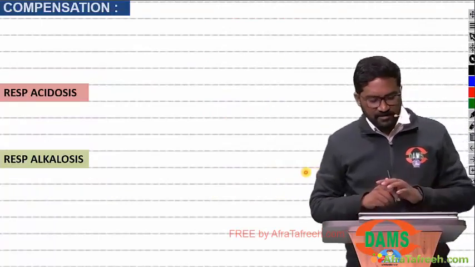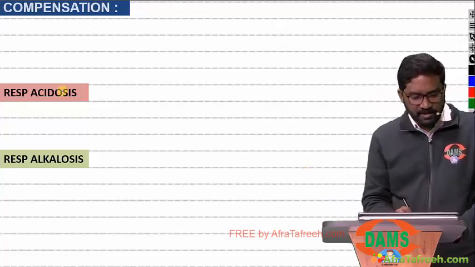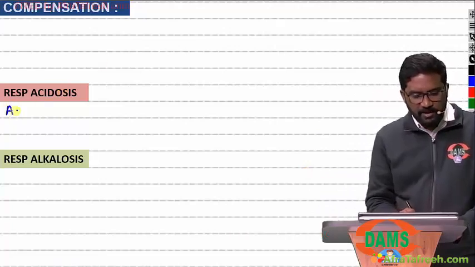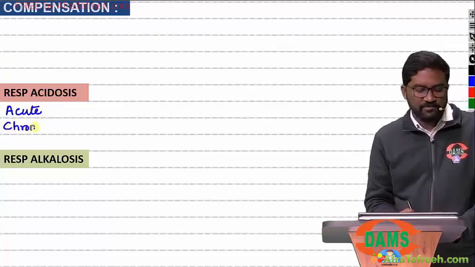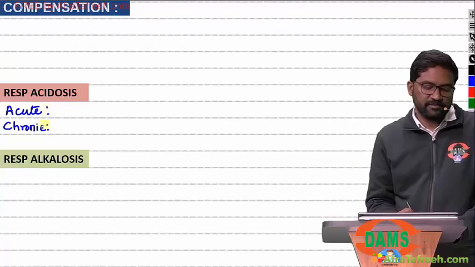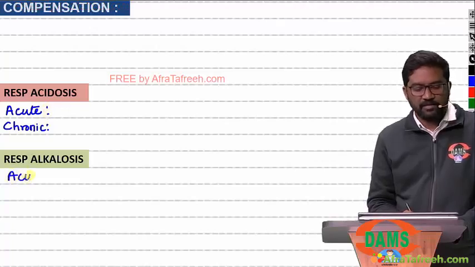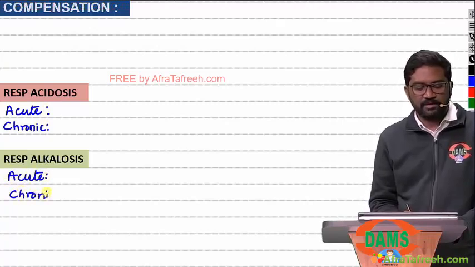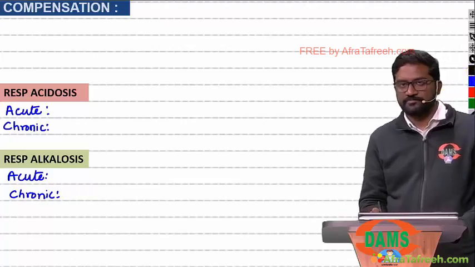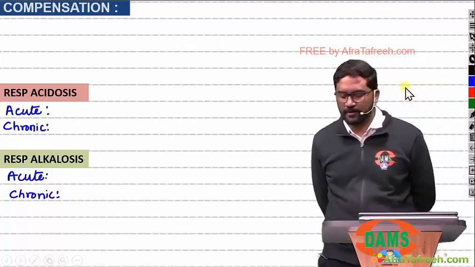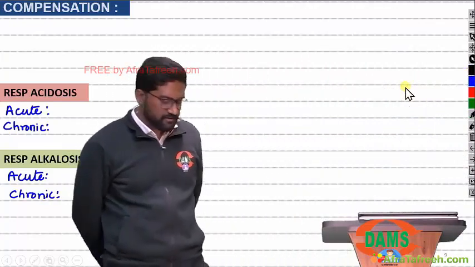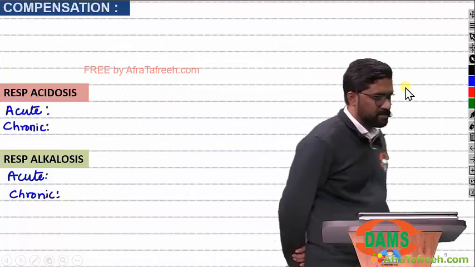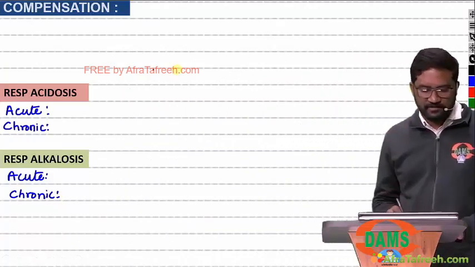So first let us see compensation for respiratory acidosis. We have acute respiratory acidosis and chronic respiratory acidosis. Again, compensation for respiratory alkalosis: acute respiratory alkalosis and chronic respiratory alkalosis. So a simple rule of thumb: for a primary respiratory disorder, you should calculate metabolic compensation. For a primary metabolic disorder, we calculate respiratory compensation. Let us see the standard formula.